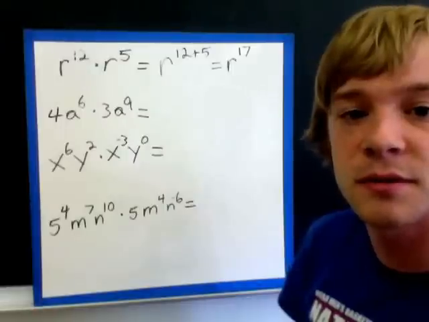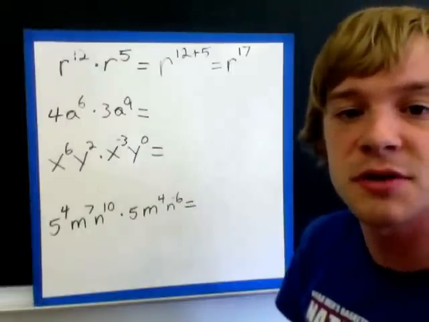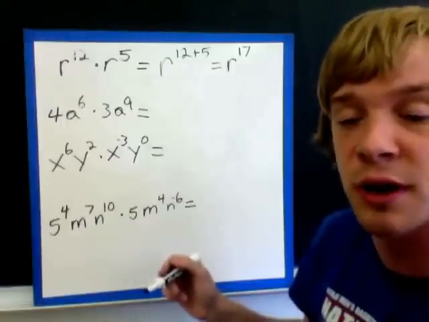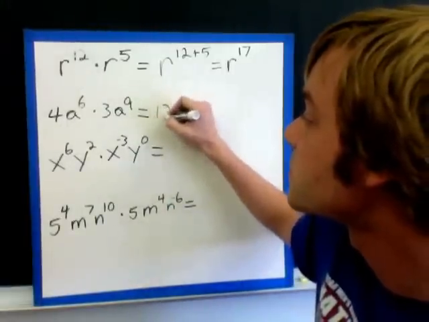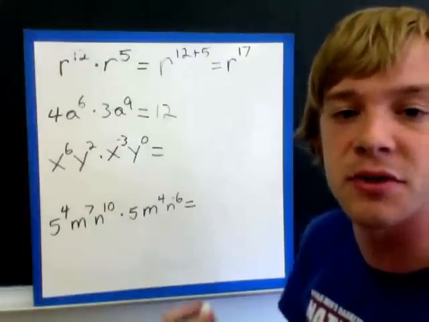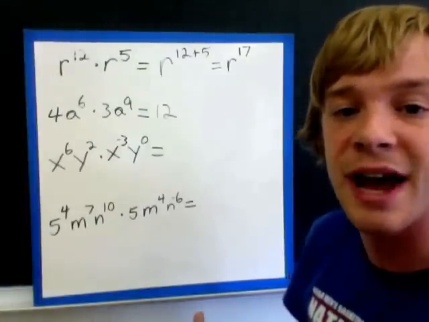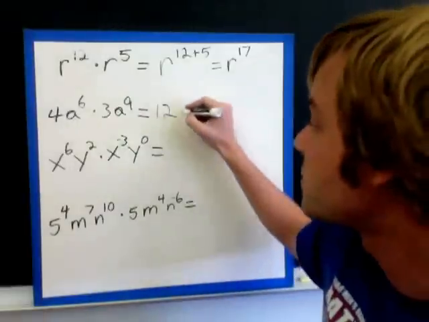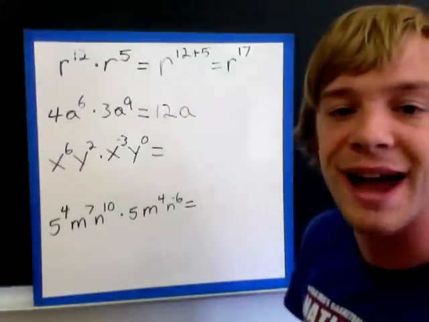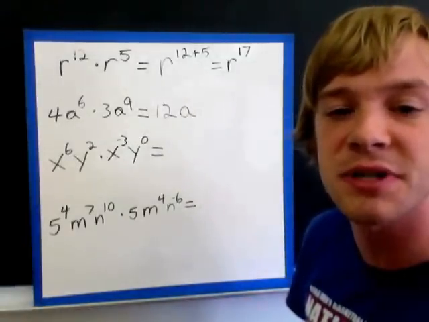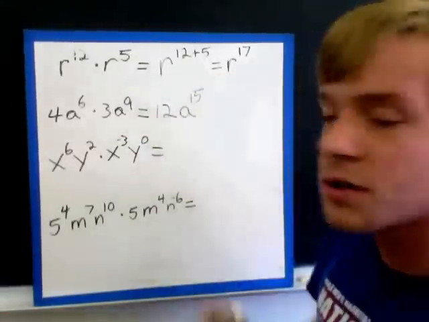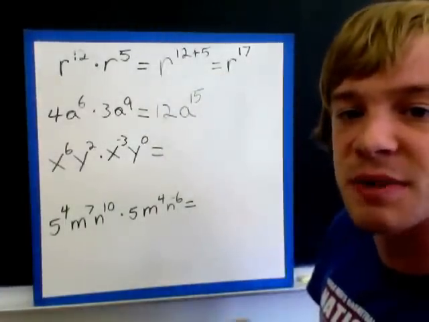For the second one, since our numbers don't have the same base, we can simply multiply them. So 4 times 3 gives us 12. I have a to the 6th and a to the 9th. Those share the same base, so I'm going to have an a after the 12. And I'm going to add my powers of a. So 6 plus 9 gives me 15. So I have 12a to the 15 as my result.